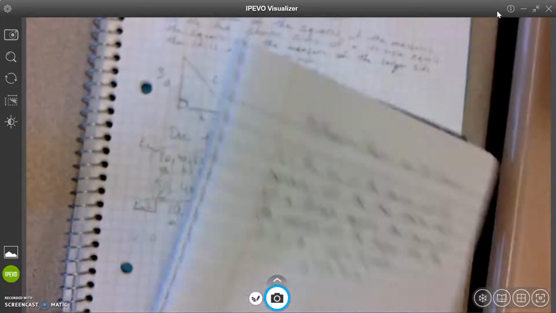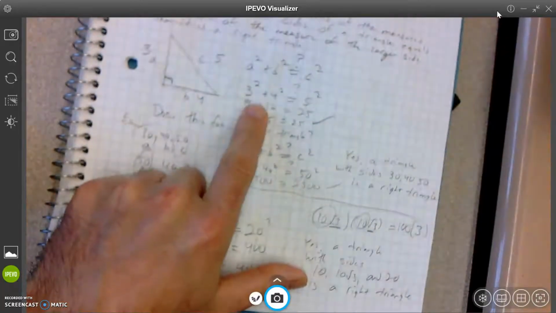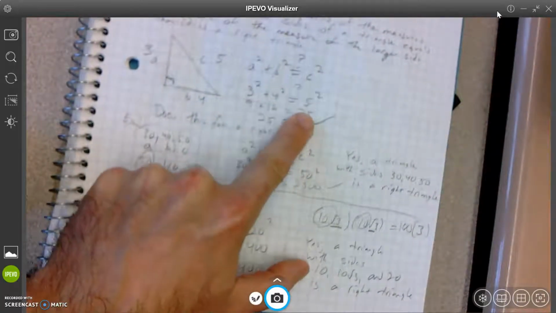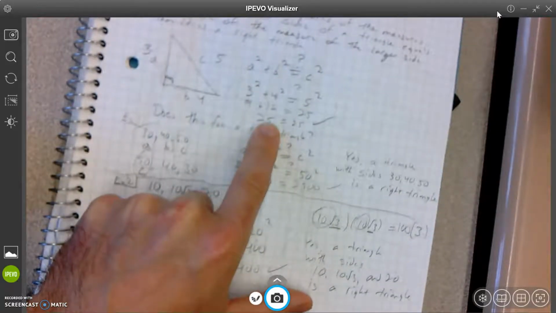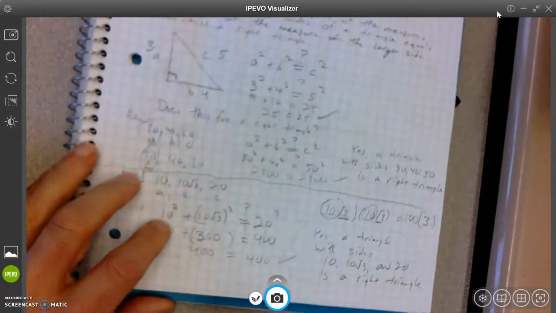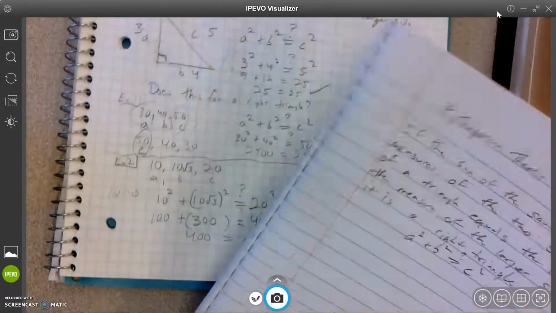Okay, so now I'm going to start trying one. I kind of remember that. So 3 squared plus 4 squared equals 5 squared, and 25. I remember that, that's an easy one. Let's try a harder one, because I think I'm good on this.